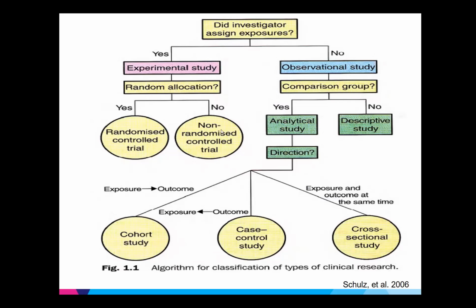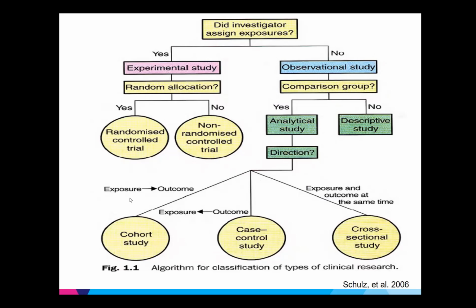If there was no randomization, that's a non-randomized controlled trial. And then if the investigator did not assign exposures, now that's an observational study. If there's no comparison, that's a descriptive study. If there is a comparison group, now that's an analytical study.